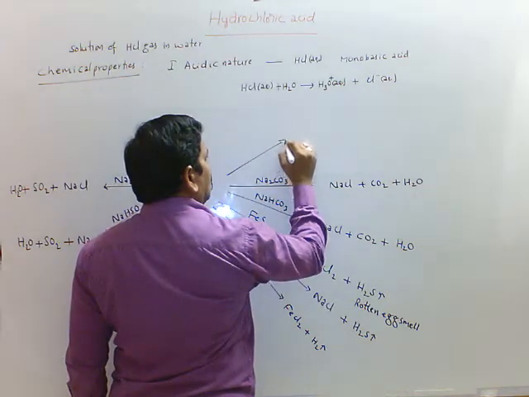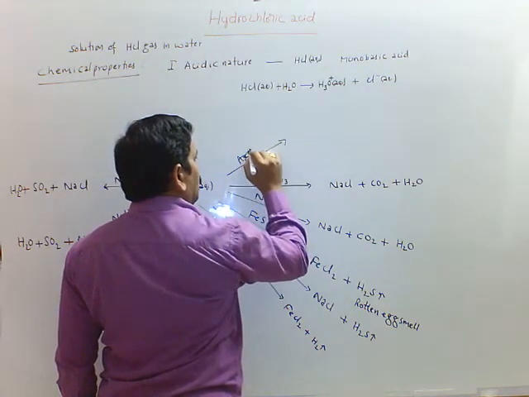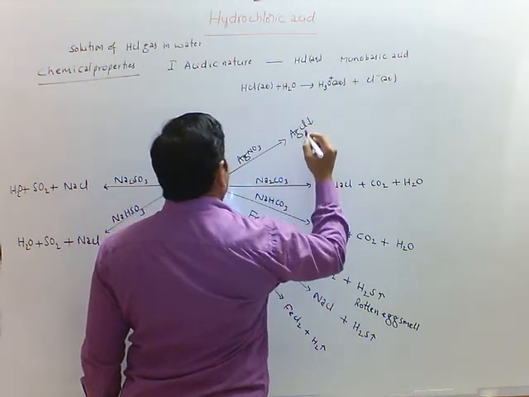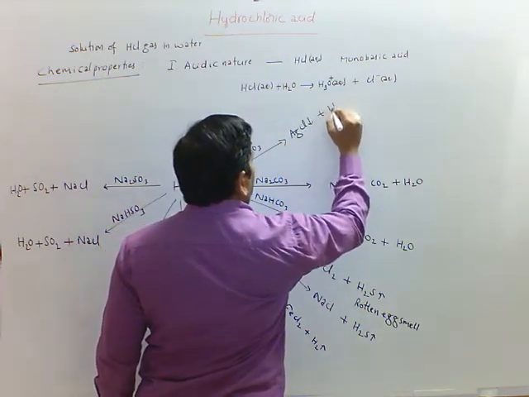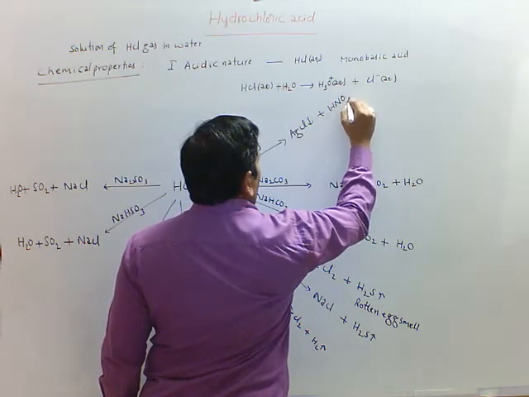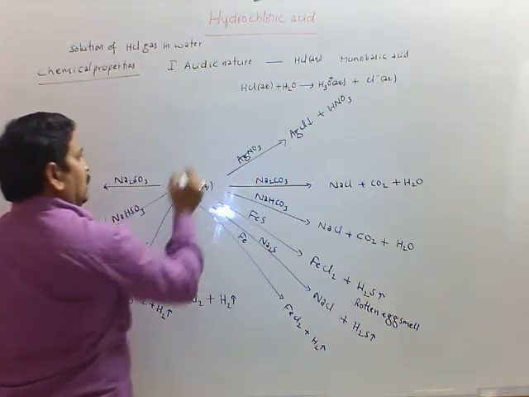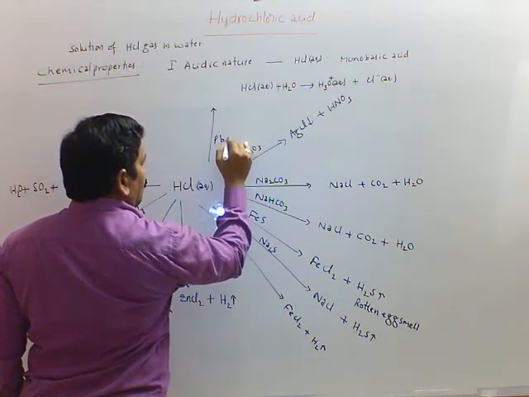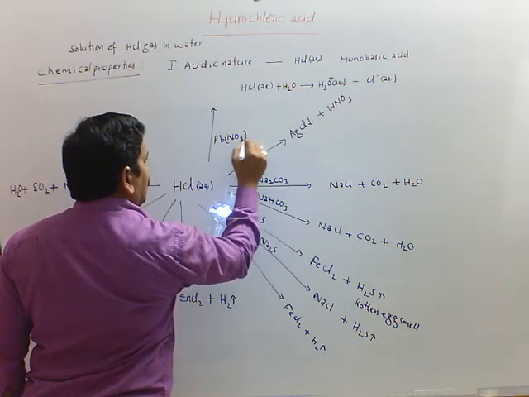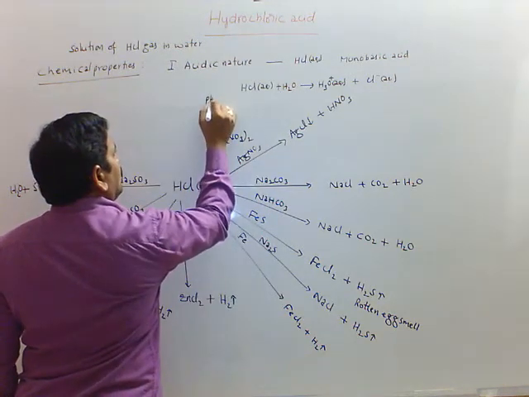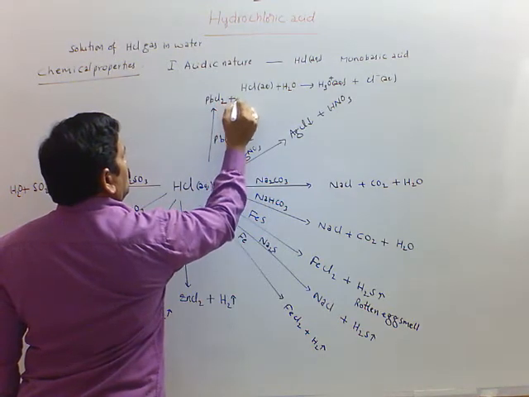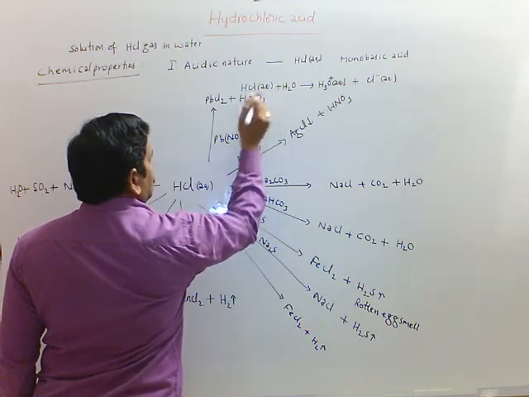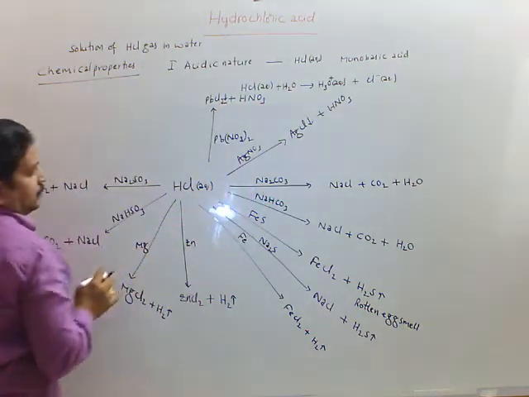Reaction with silver nitrate solution AgNO3. We get white cloudy precipitate of AgCl and forms HNO3. Reaction with lead nitrate, Pb(NO3)2, nitrate taken twice. We get PbCl2 and HNO3. It is also a white precipitate.